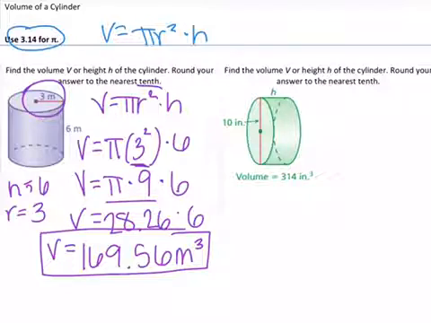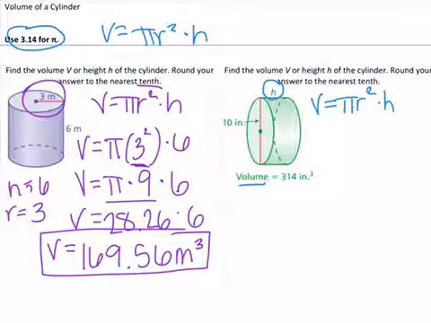Now the next one, it says find the volume or the height of the cylinder. Then again, round your answer to the nearest tenth. This time we're given the volume. We're going to be finding the height this time. So what I do first is I write my equation. So volume equals pi r squared times height. And now we just have to plug in what we know.